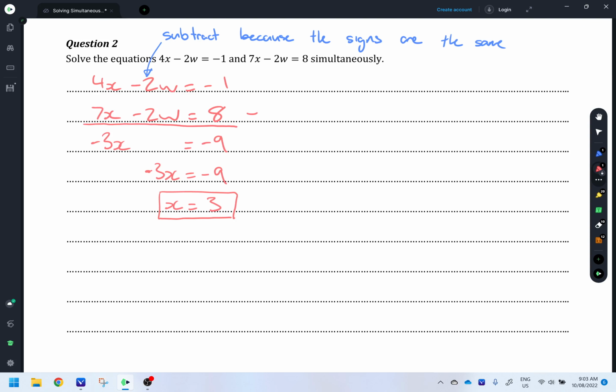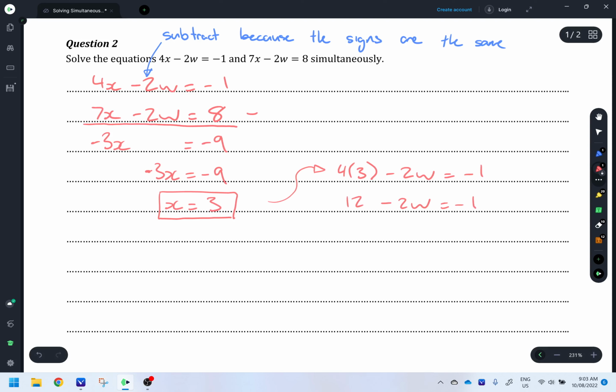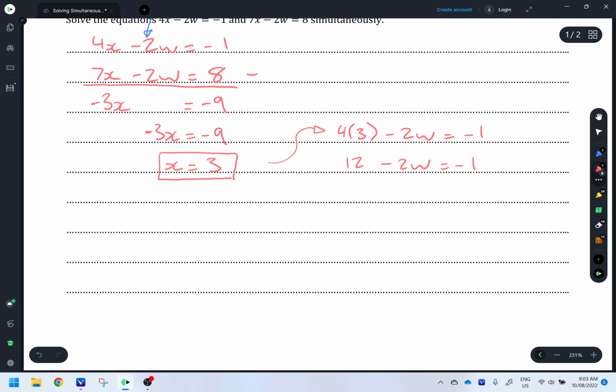Now that I've done that, again, like what we did in the previous question, I'm now going to substitute that into either one of the equations that I had at the top. So I'm just going to choose the first one again, and it doesn't matter which one you do. So I'm going to do 4 times 3 minus 2w equals negative 1, and then just continue to solve. 12 minus 2w equals negative 1. Then I'm going to subtract the 12 over, so I get negative 2w equals negative 13. And then when I divide both sides by negative 2, I get positive 6.5.